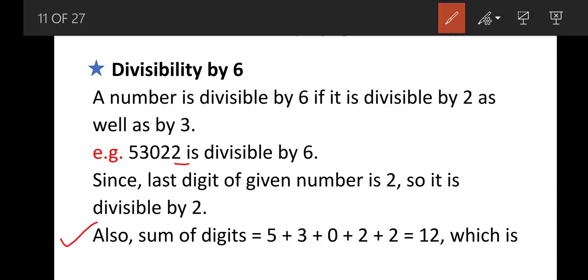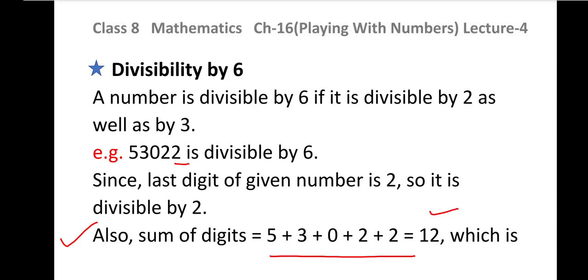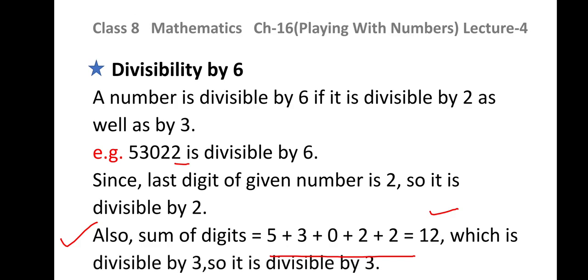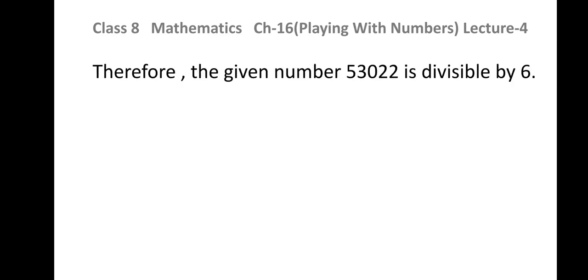We have taken the sum of the digits. Sum of the digits, what is it? 5 plus 3 plus 0 plus 2 plus 2, it is giving you 12, which is definitely divisible by 3. So, it is divisible by 3. Simple as this. I hope with the help of this example, it is clear to you how to check whether a given number is divisible by 6 or not. Therefore, the given number is divisible by 6.